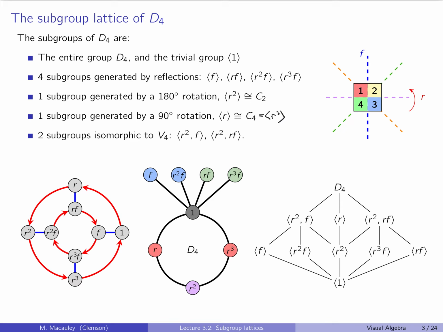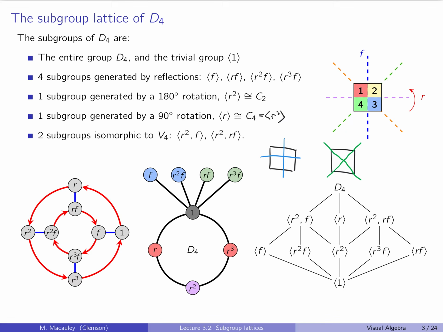But here there are actually some non-cyclic subgroups. So there are 2 subgroups isomorphic to V4. One's generated by r squared and f, and the other one is generated by r squared and rf. So to think about what these things mean in terms of symmetries, one of them is generated by the reflections across the side bisecting axes, and the other one is generated by the reflections across the angle bisecting axes.